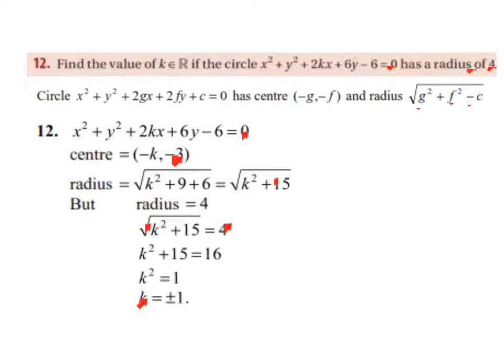So k is equal to plus or minus 1. Because the squared comes over the equal sign, it becomes the square root. And the square root of 1 is plus or minus 1. So the value of k, k is an element of the real number set, so it's a real number. So the two possible values of k are 1 or minus 1.